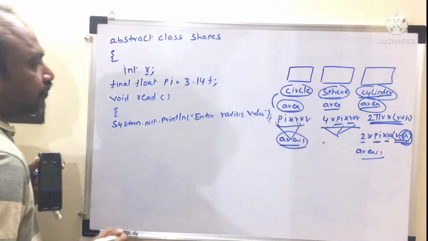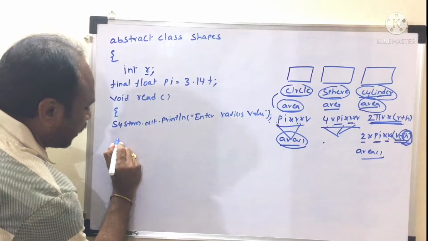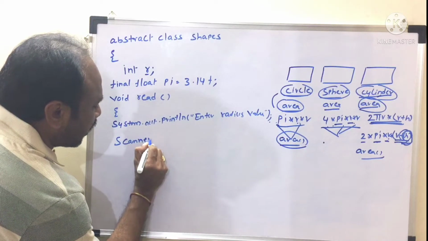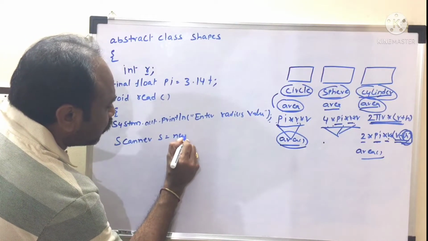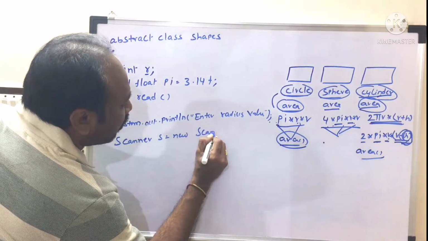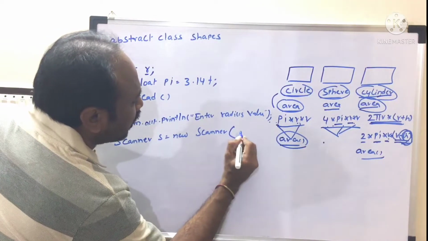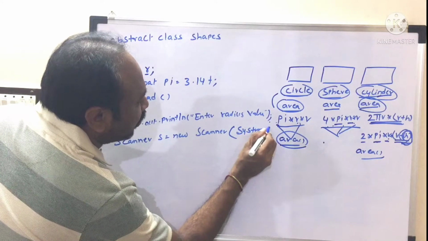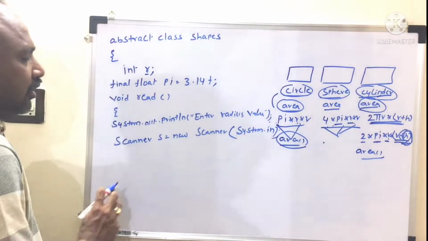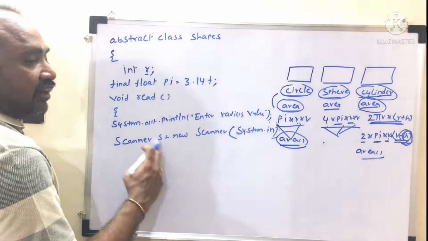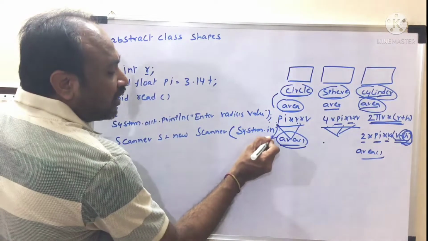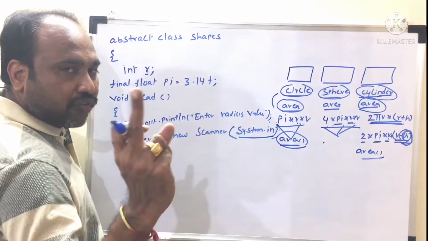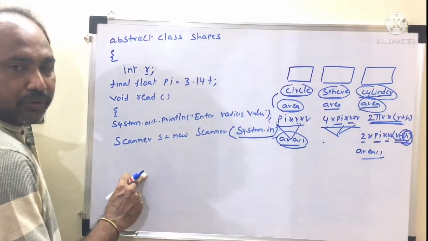Okay, enter it. But to read values in our Java language, we have to use the Scanner class: Scanner s equal to new Scanner. From where do you want to read it? Keyboard. Keyboard is what device? Input device. To represent the input device, we are going to use the input stream, System.in. The Scanner class will read the data from where? By writing System.in, it is indirectly directed to the input device. It will read the value from the keyboard.